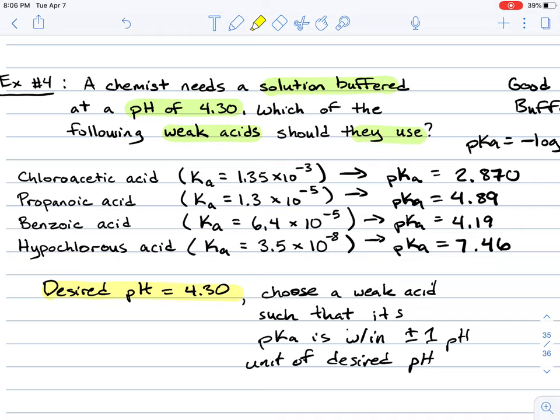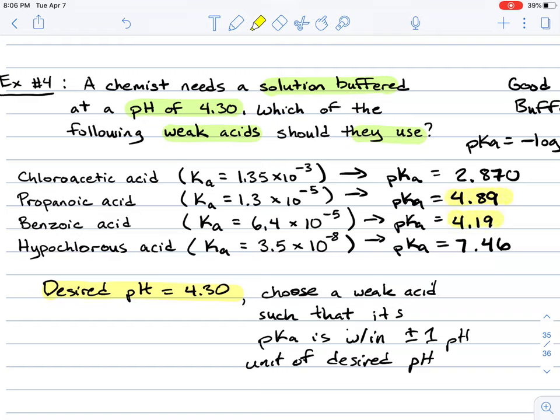And so if you look at hypochlorous acid, the pKa is 7.46. So if we have equal amounts of conjugate base and weak acid, we get a pH of 7.46. And so if we want to bring it down to 4.30, we'll probably have to add a whole bunch of strong acid. So that probably is not going to help us out, because that's more work than required, and at some point we're going to surpass the buffer capacity.